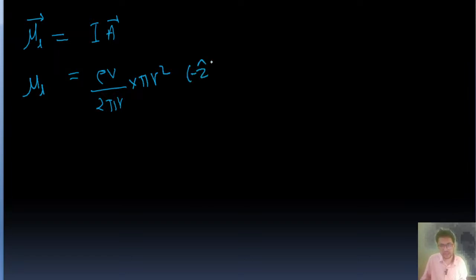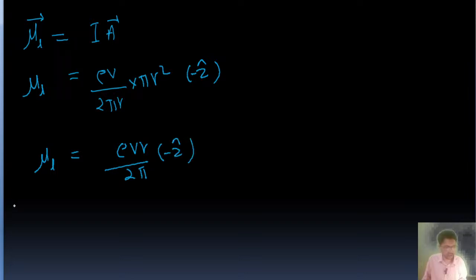So minus z axis, or mu L value is going to be this one. Pi will get cancelled, r will get cancelled. e v r upon 2 pi, and this is minus z axis, right? And so now what we can do is, mu L, we can multiply this by m and divide by this m, okay? This is going to be e m v r upon 2 pi m.